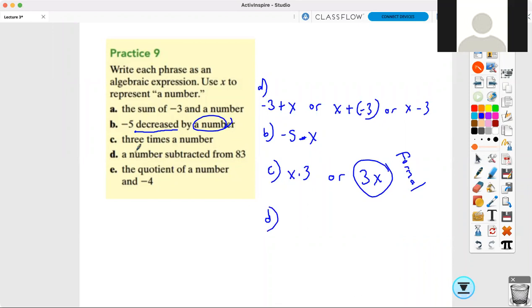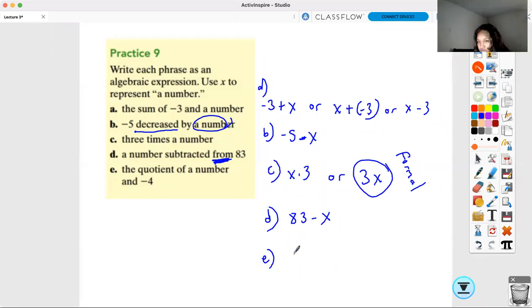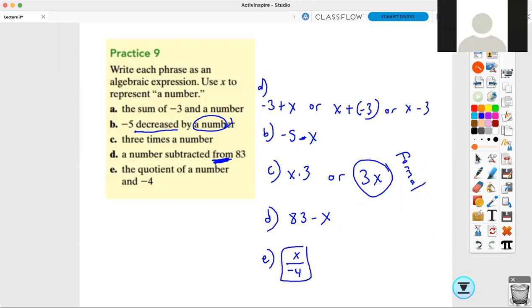Now don't let these surprise you or shock you. A number subtracted from 83. 83 minus x. That's correct, just because of that keyword there. And then E, what did y'all get for E? Now give me just a fraction of E though. Don't give me the elementary algebra division. Give me the fraction. What over what? x over -4. Is that what you said, Melanie? Yes. Excellent. All right. Good.